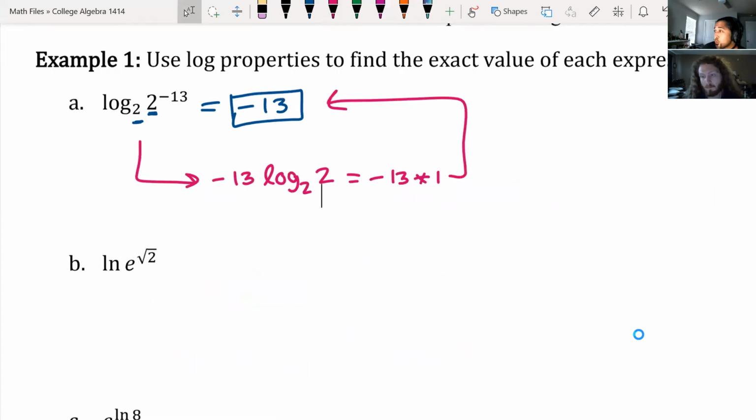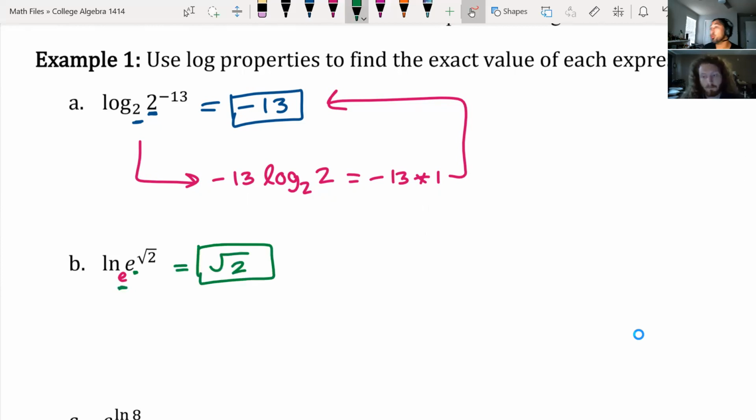B, the natural log of e to the square root of 2. So for this one, well, it's just like A, like the problem above it. We know the base of the natural log is e. So these two match up. The base of the log is the same as the number inside the log. So those will cancel and leave you with the square root of 2.